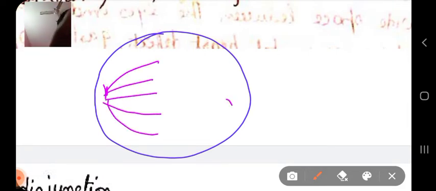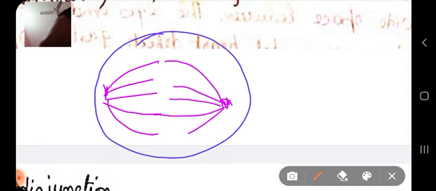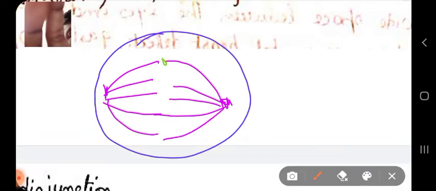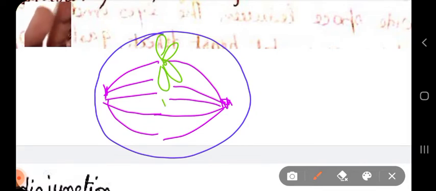suppose this is the cell undergoing a cell division stage, and this is your mitotic spindle. This is your mitotic spindle, and in this mitotic spindle the chromosomes are being attached.